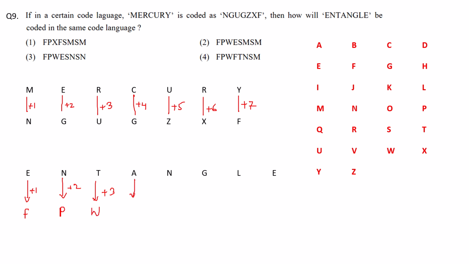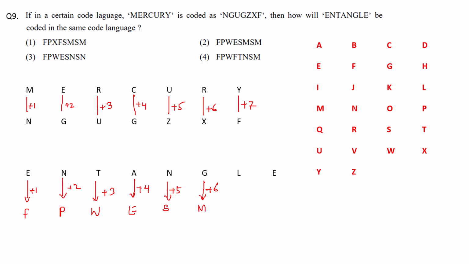Next for A you have to move 4 steps forward. So after A 4 steps, A to B, B to C, C to D, and D to E. Next for N 5 steps forward. So N to O, O to P, P to Q, Q to R, R to S. Still you have to move further in the options, because option second and option third are the same. Now for G, 6 steps forward. So G to H, H to I, I to J, J to K, K to L, L to M.